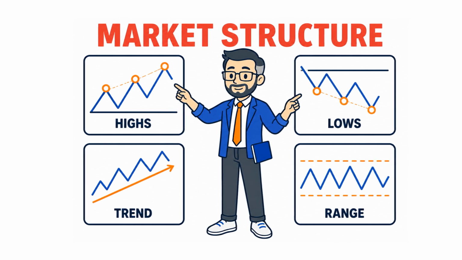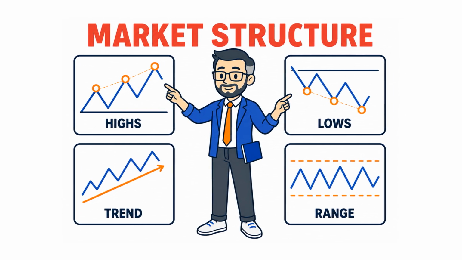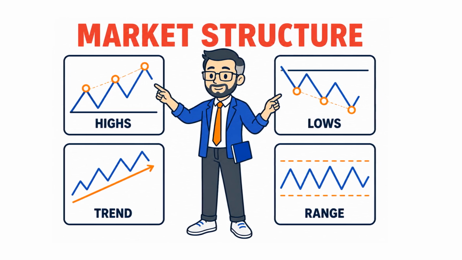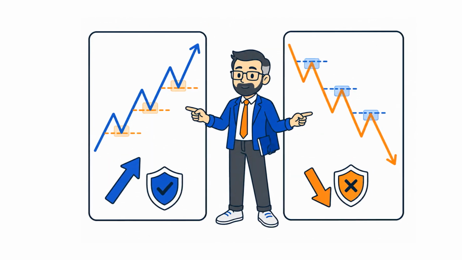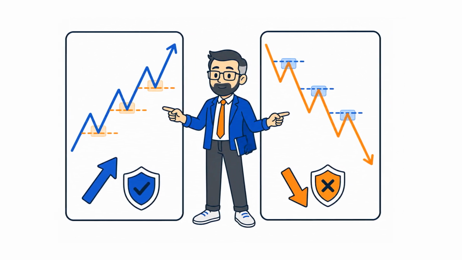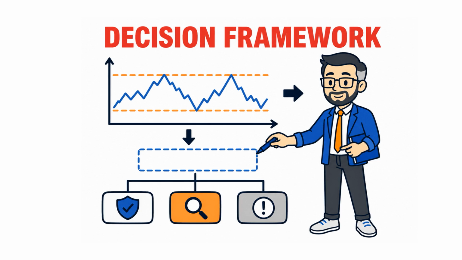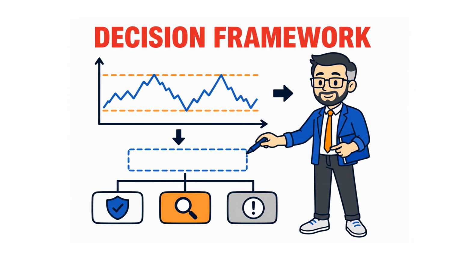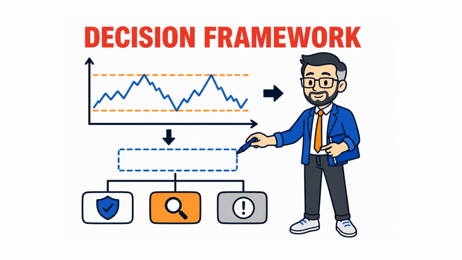Third, traders look at broader market structure. Market structure means the overall pattern of highs, lows, trends, and ranges. In an uptrend, prior pullback areas may be watched as support. In a downtrend, prior rally areas may be watched as resistance. In a sideways range, traders may focus more on the upper and lower boundaries of that range.